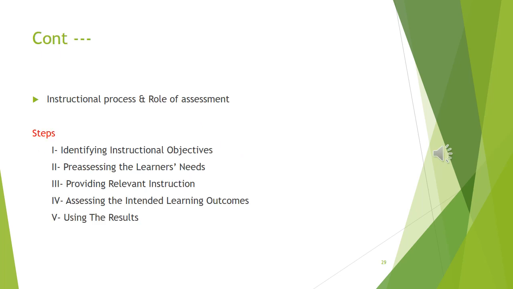In our third topic, the instructional process and role of assessment, we have discussed the steps involved in the instructional process and the role assessment plays at each step of the instructional process. The instructional process involves the following steps: identifying instructional objectives, pre-assessing the learner's needs, providing relevant instruction, and assessing the intended learning outcomes.